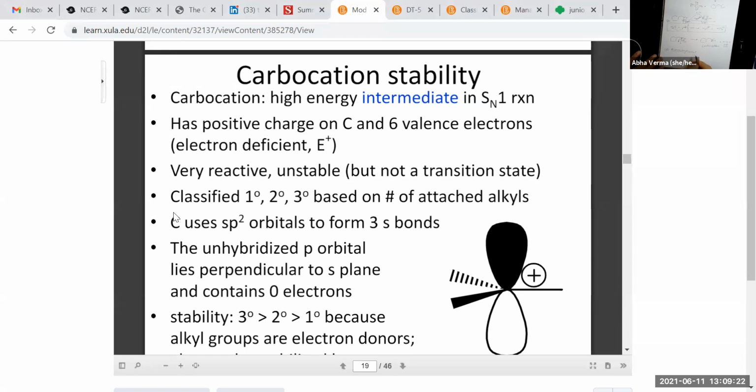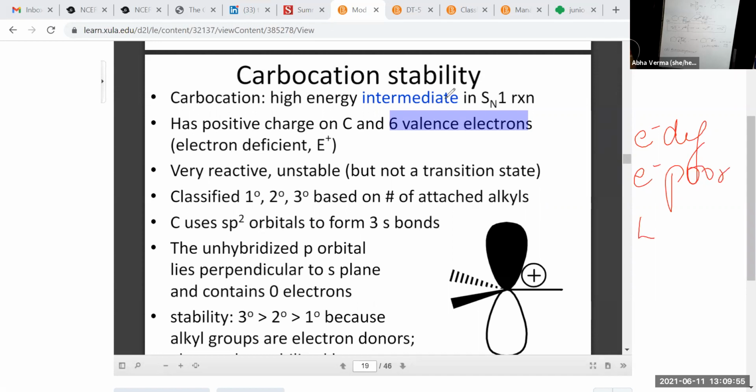So before you understand rearrangement, let's try to understand what is a carbocation. A carbocation, as we had looked, has a positive charge on carbon and it has 6 valence electrons. Usually how many valence electrons are there? 8. But the carbocation has 6 valence electrons, and hence we say carbocations are electron deficient or electron poor.